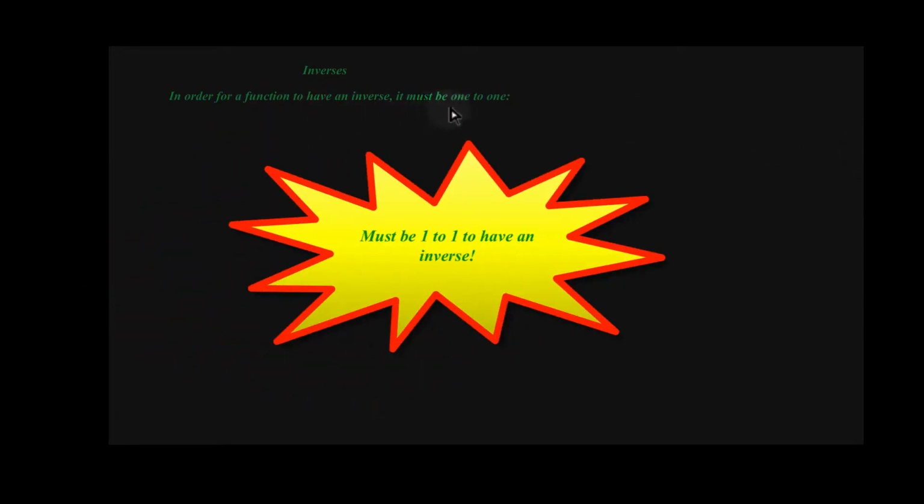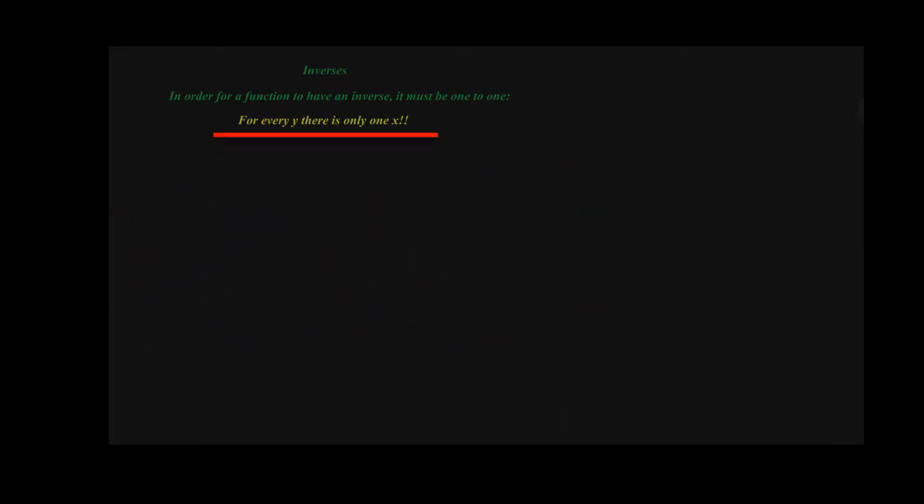Today we're going to be discussing the topic of inverses. What is an inverse? Well, in order for a function to have an inverse, it must be one-to-one. What does it mean to be one-to-one? Well, for every y, there's only one x, right? This can be depicted by looking at the horizontal line test.